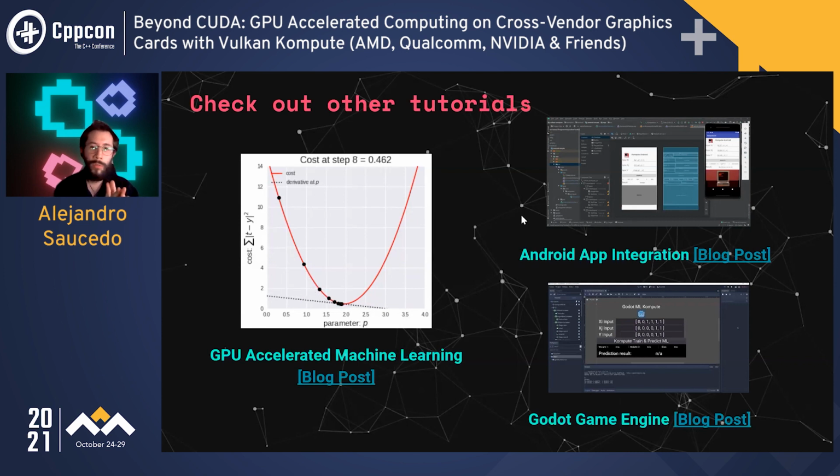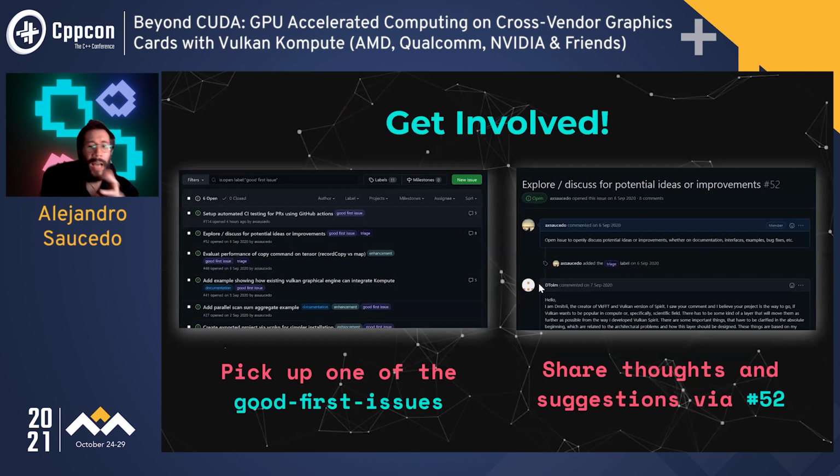You can go to the GitHub for Kompute, and you'll find everything in the documentation itself. And get involved, right? I mean, that's the beauty of open source. On the Kompute side, we have a lot of good first issues. We also have an open issue for general thoughts and suggestions.